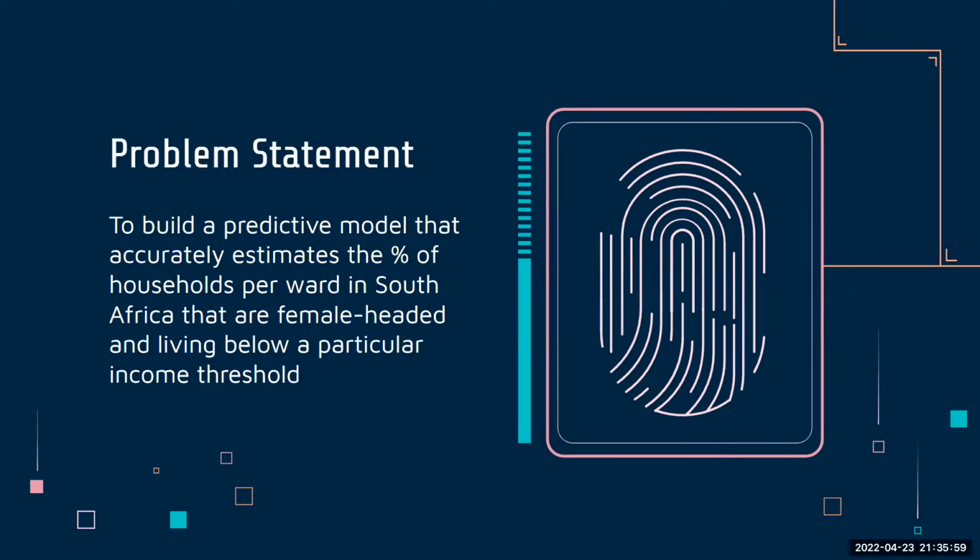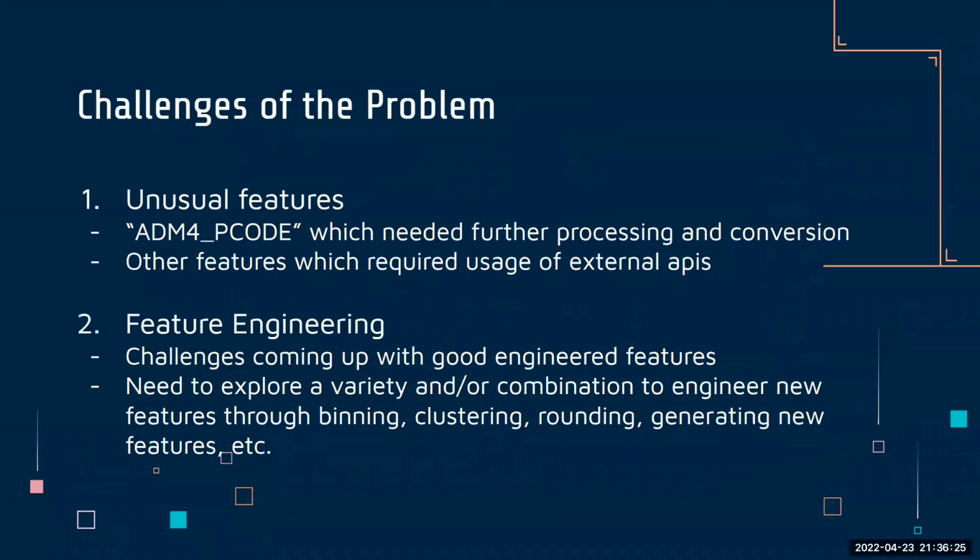As female-headed households are becoming increasingly prevalent in South Africa, the objective of this challenge is to make use of machine learning to build a predictive model that accurately estimates the percentage of households per ward in South Africa that are female-headed and living below a certain income threshold. This solution will be crucial to help local government make policies pertaining to poverty issues in South Africa and better support these households. Here are some of the challenges of the problem.